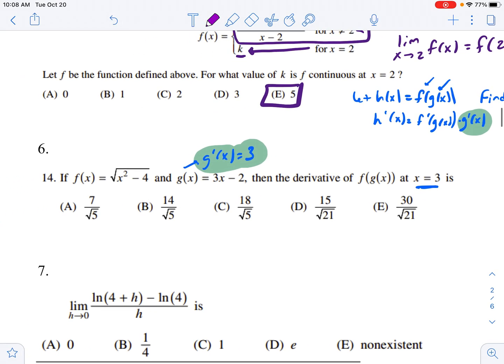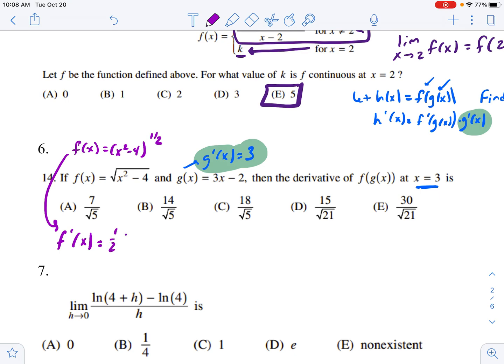Let's take a look at f. Again, f is the square root of x squared minus 4, so I'm going to write it as the 1/2 power. Now, using the chain rule just on this, I'll bring down the half, leave the inside alone, subtract 1, times the derivative of the inside, which is 2x. Those cancel, and I'm basically left with x in the numerator and then the square root of this quantity in the denominator because of the negative 1/2 power. That's what f prime of x looks like.